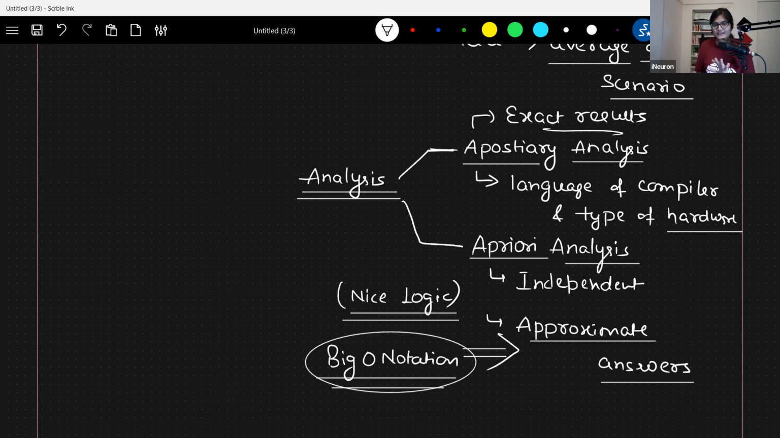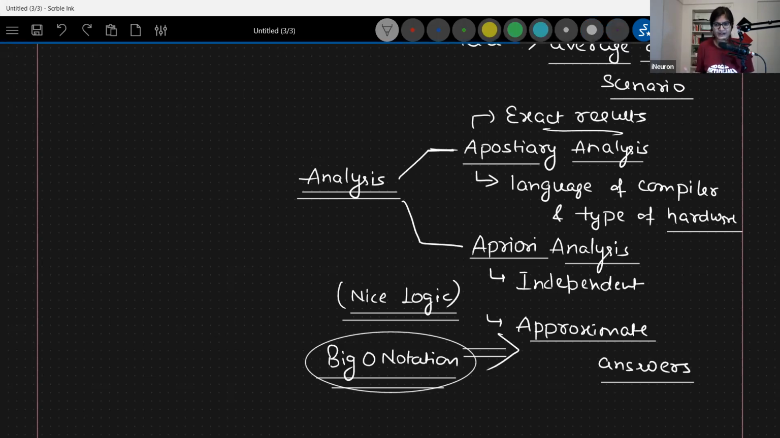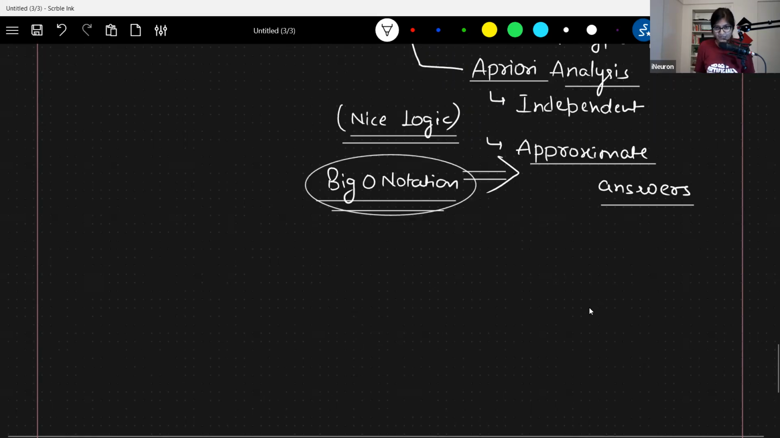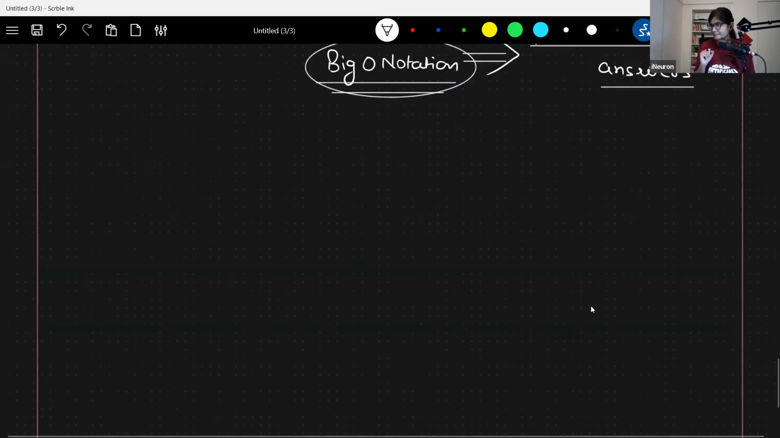We will never worry about this posteriori part. We don't care what kind of hardware we are using. Everyone has their own system. But what we care about in our course is nice logic. We need to write logic in such a way that the approximate answers we are getting are highly optimized. Making sense? Perfect. Okay, now let's move ahead.